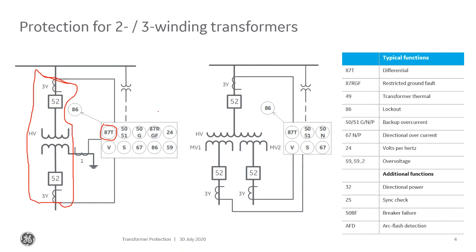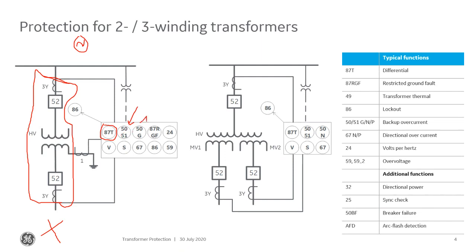Now, we're probably also going to need a 51 element, right? Because if we have a source somewhere up at the top, and we've got a fault down here, that through fault is outside of the differential zone of protection. Differential's never going to operate for that. That's going to be a problem for us because we may overload that transformer with that through fault. So that's where time overcurrent comes in, the 50-51 here.